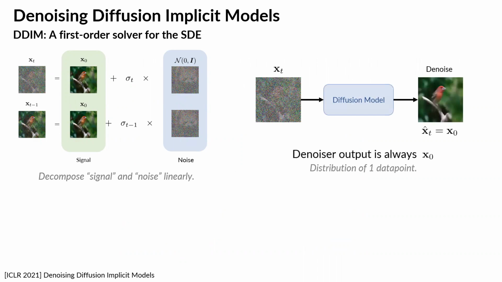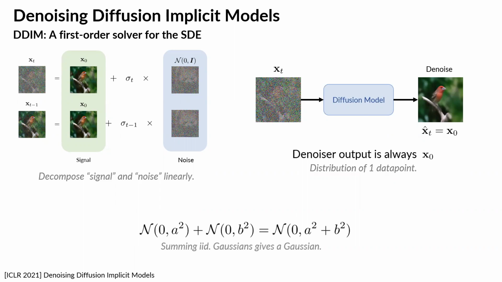The second fact that we have from the oversimplification assumption of one data point in this distribution is that your denoiser output is always going to be this one data point x_0. Because you add Gaussian noise to this one data point, the optimal solution will be the mean of the corresponding Gaussian, which is exactly just the one data point. And last but not least, we will use the fact that summing independent Gaussian distributions also gives you a Gaussian distribution. For example, if you have a Gaussian with variance a squared, and you add to it something with variance b squared, you will get a Gaussian with variance a squared plus b squared.